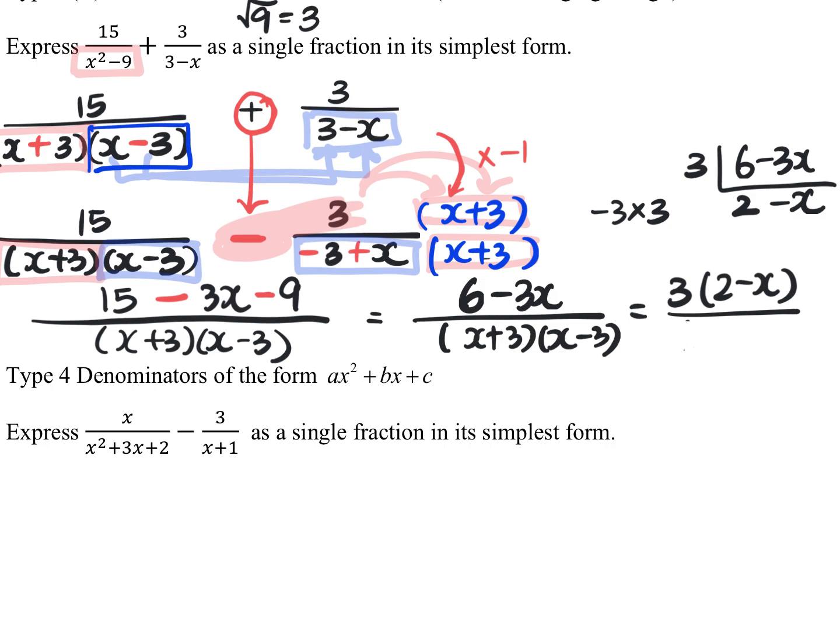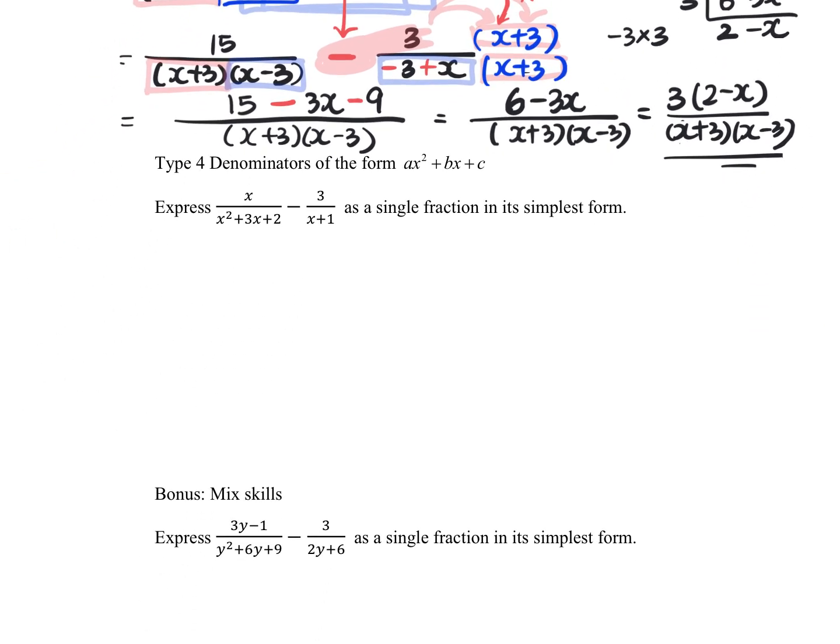And we have our original denominator, x plus 3, x minus 3. Have you gotten the concept? And that will be our final answer. Let's move on to the last two types.